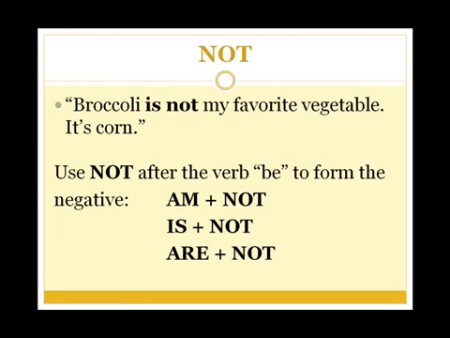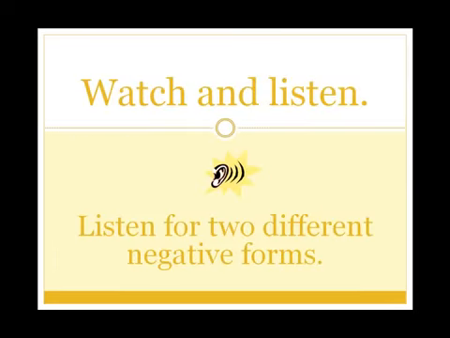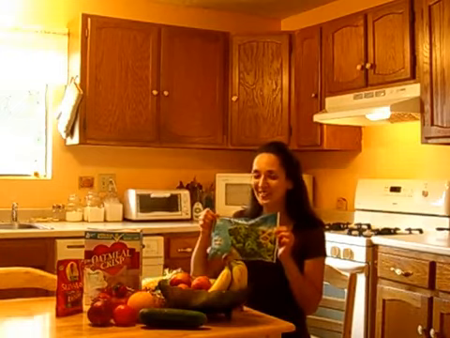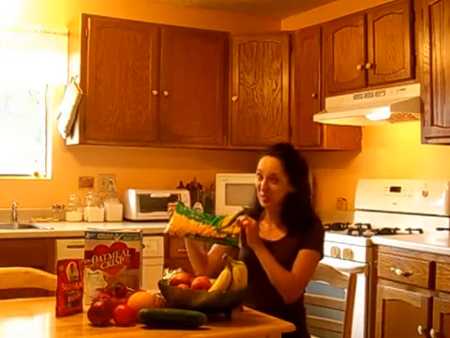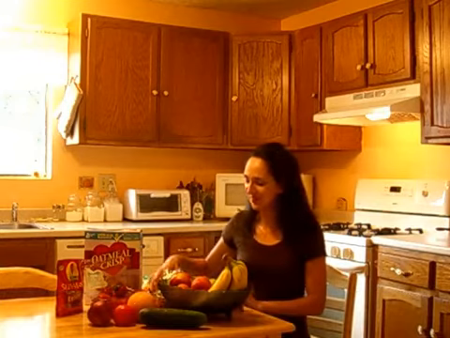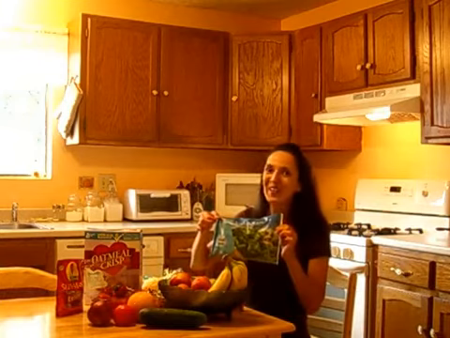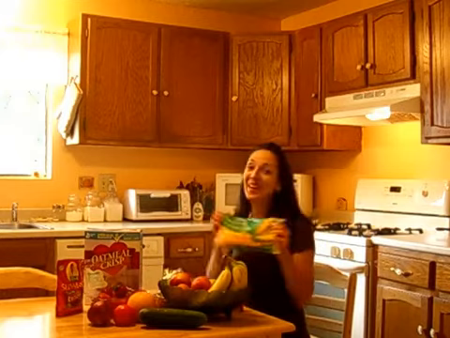Am not, is not, are not. Watch and listen. Listen for 2 different negative forms. What's my favorite vegetable? It isn't broccoli. It's corn. What's my favorite vegetable? It's not broccoli. It's corn.